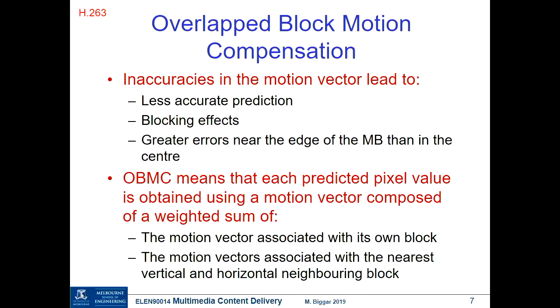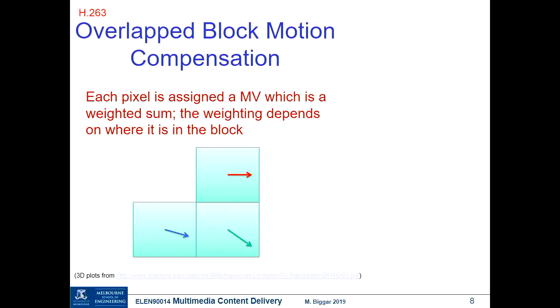So the idea of this overlapped block motion compensation is that although we send only one motion vector for every macro block, we actually calculate one for every individual pixel based on its location in the block. So how does that work? The idea is that we assign a motion vector to a pixel by a formula that depends on its particular location.